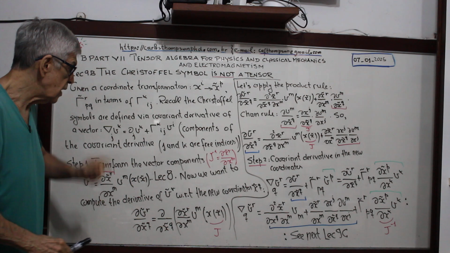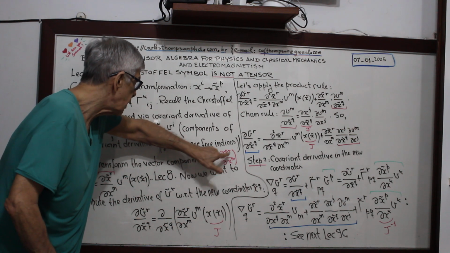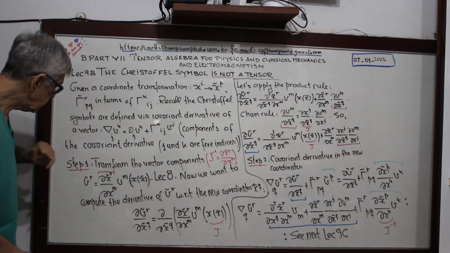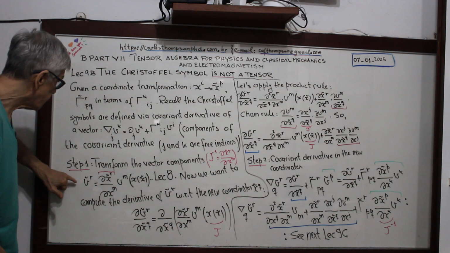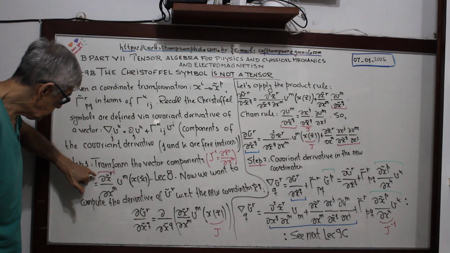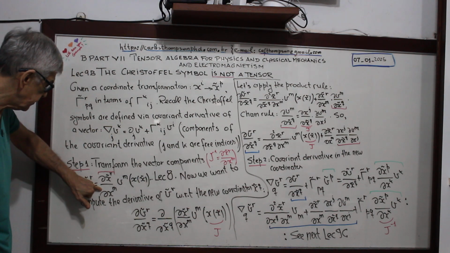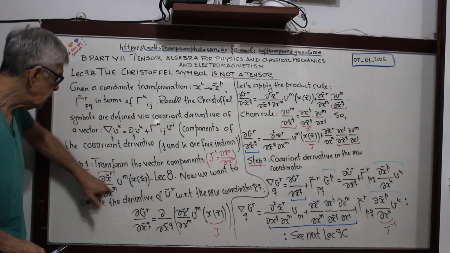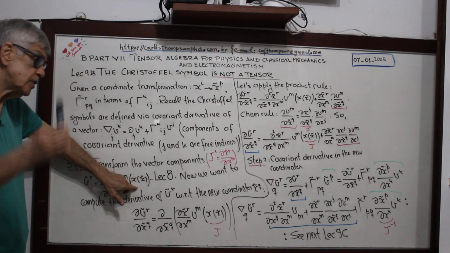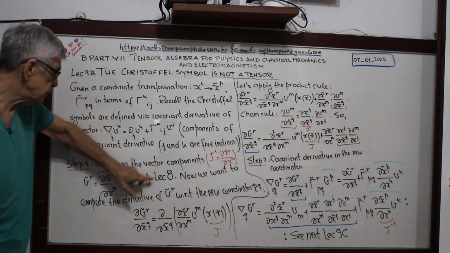Step 1: transform the vector components. Attention, this is the Jacobian, the inverse of the Jacobian, partial derivative of x tilde r with respect to x^m, partial x^m. And v^r, the transformation of the components of this vector v^r into v^m. And now you see here, this is the inverse of the Jacobian, as we derived in lecture 8. Attention, v^m is a function of x, which is a function of x tilde. Exactly what you did in lecture 8 here.